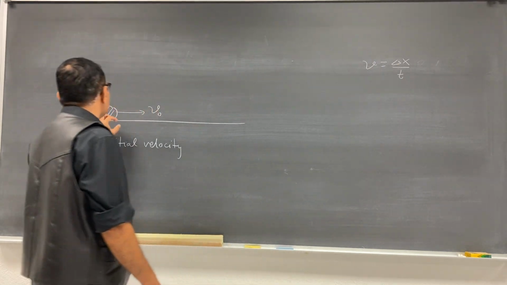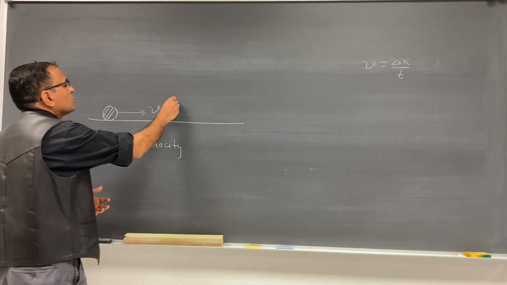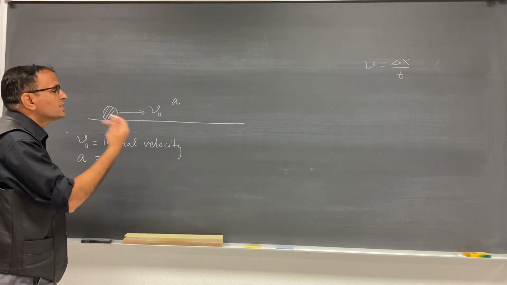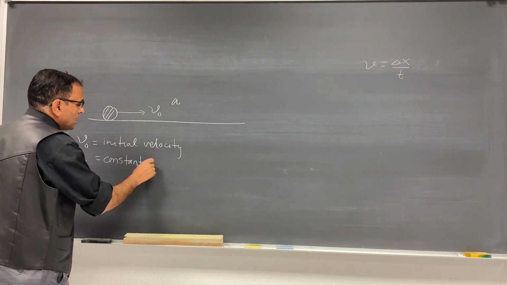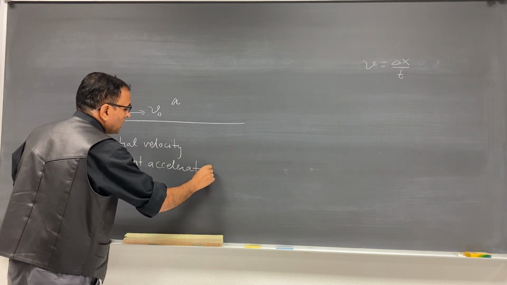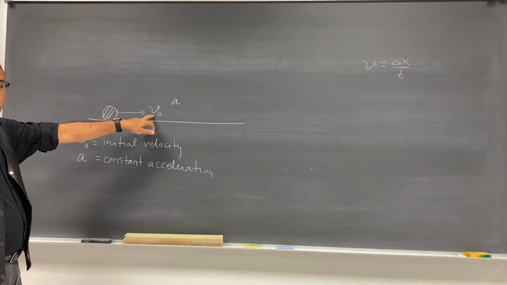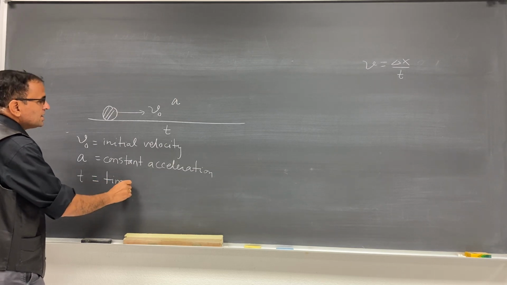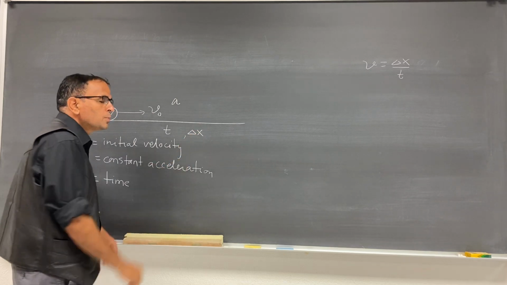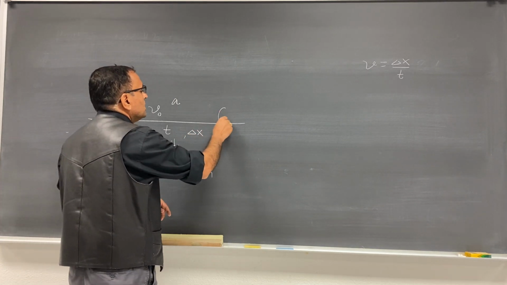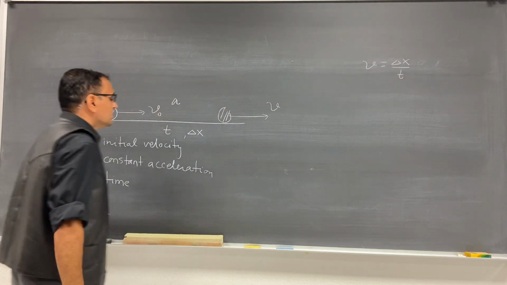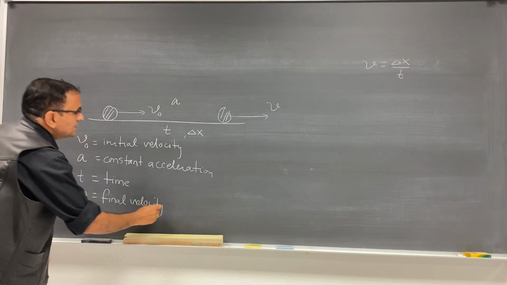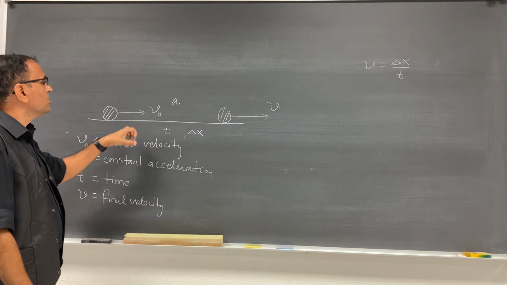But here I would like to do this: the object is accelerating, and let us suppose a is the acceleration. This is constant acceleration, not constant motion. It starts from velocity v0, and after a certain time t, it travels a certain distance delta x, which is the displacement. Let us suppose v is the final velocity. This is accelerating motion, changing motion.